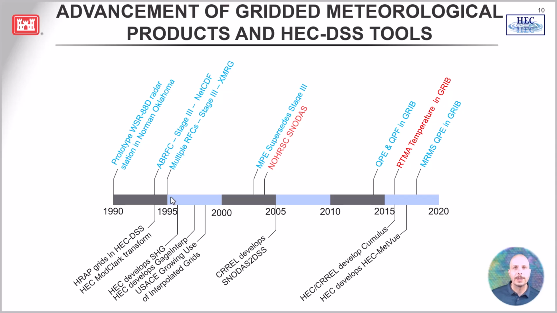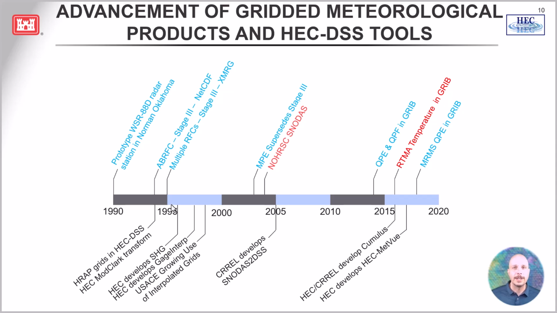Then around 2003, 2004, NOHRSC's SNODAS model became operational and provided gridded snow data. CRREL, the Cold Regions Research and Engineering Laboratory, developed a utility for converting SNODAS data to HEC-DSS. And by 2016, HEC and CRREL developed Cumulus, and that was to make precipitation, temperature, and snow gridded data in HEC-DSS format more easily accessible and usable in the Corps, and especially for applications of rainfall and snowmelt runoff modeling.